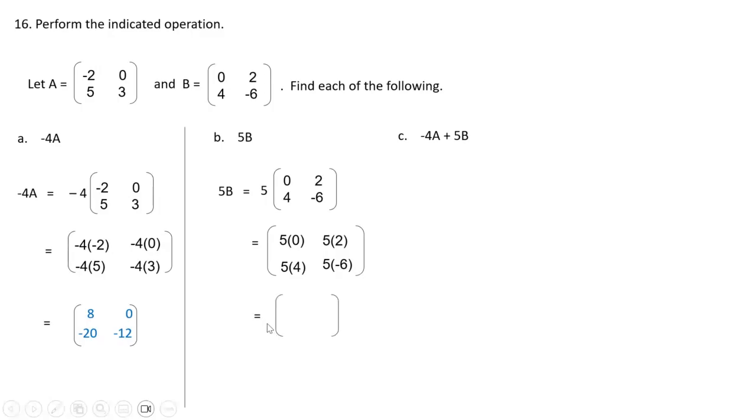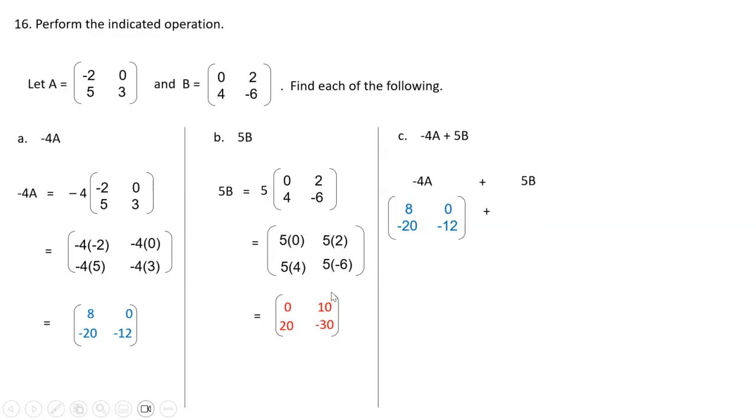It's going to give us 0, 10, 20, and negative 30. Now for part C, we're going to be adding negative 4a plus 5b. We already got negative 4a, which was in blue here, right? And we already found 5b, which was in red.